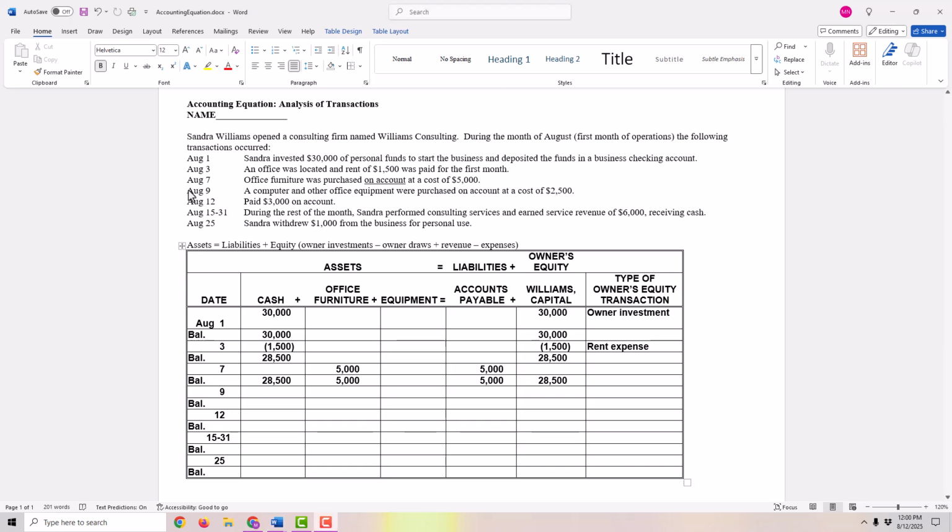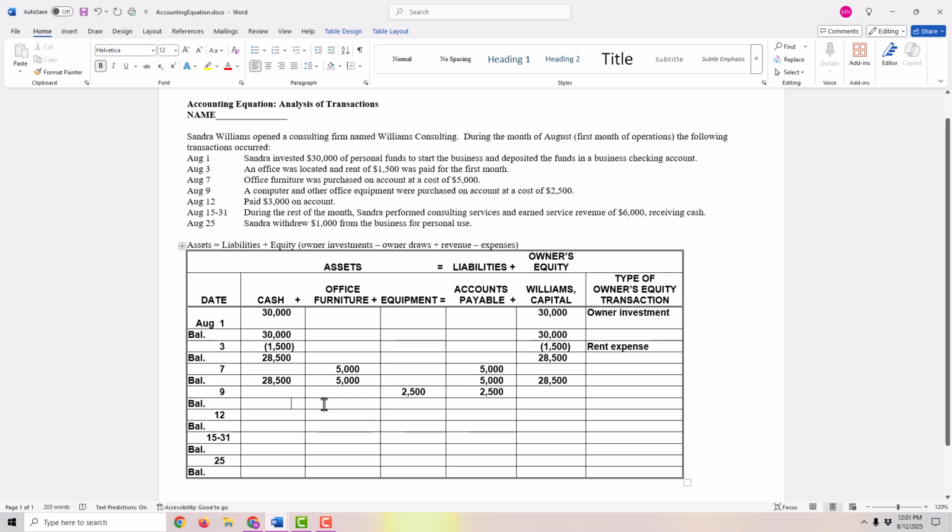Then in the next transaction, a computer and other office equipment were purchased on account. Again, here's the on account terminology. It's a purchase, so we're likely dealing again with accounts payable. This time it was 2,500, and this time it was equipment. Okay, so on this line for August 9th, I'm going to put 2,500 under equipment and 2,500 under accounts payable. So I just added 2,500 to both sides of the equation.